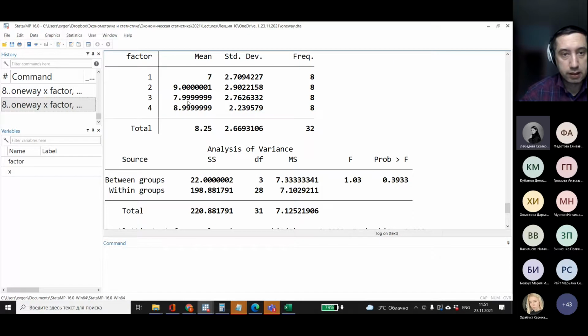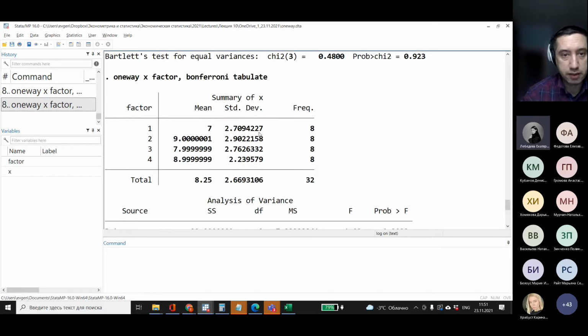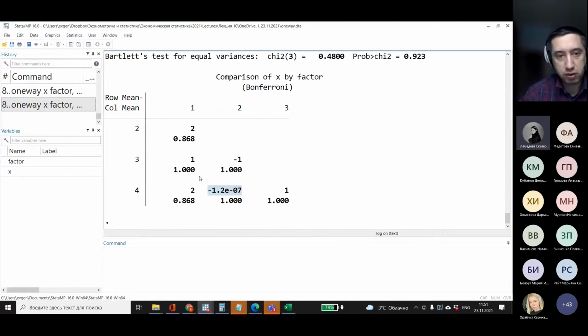Well, 8 and 7 should be 1, and so on. For example, the difference between 4 and 2 is small. And indeed, if I look at it, so it is 4 and 2, so this number minus this number gives such a small output.